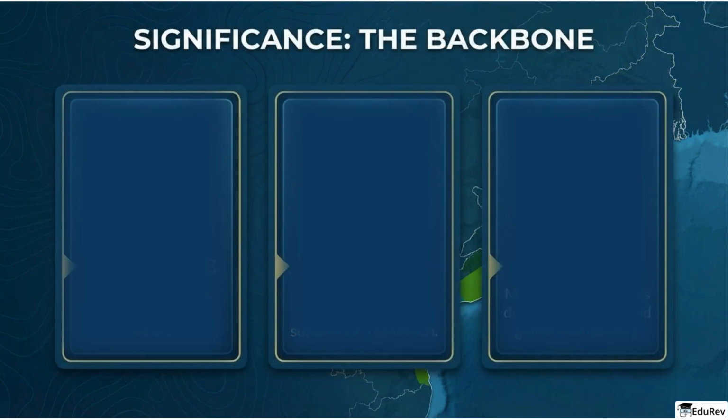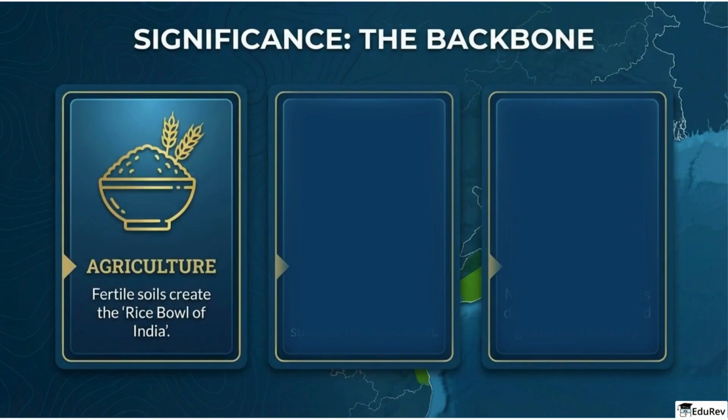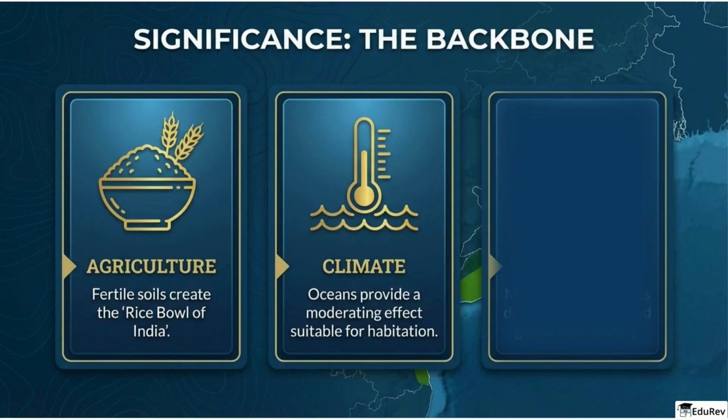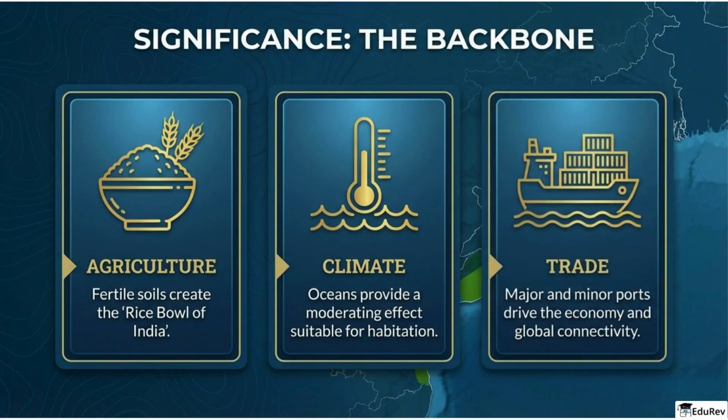Now step back. Why do coastal plains matter? Agriculture. Fertile alluvial and deltic soils support rice cultivation. Climate moderation. Proximity to oceans reduces temperature extremes. Trade. Ports connect India to global markets. Geography here directly shapes economy.